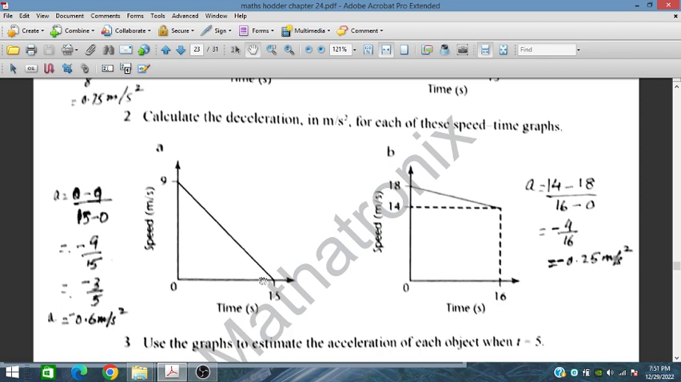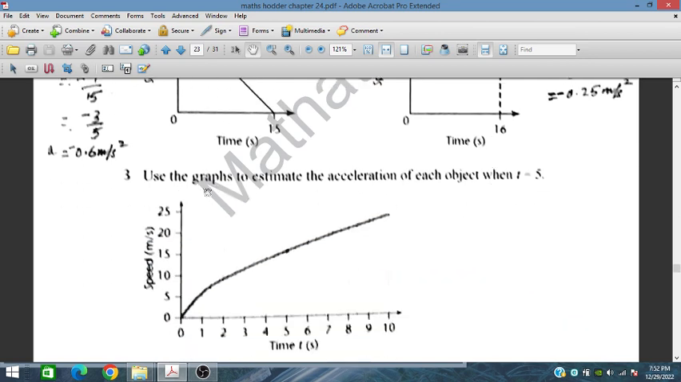So this is decelerating. And similarly for this, 18 to 14. So 14 is the final speed, 18 is the initial speed. At t is equal to 0, the speed is 18, at t is equal to 16, the speed is 14. So the speed is decreasing. So 14 minus 18 is minus 4, 16 minus 0 is 16, 4 upon 16 is 1 upon 4, that is minus 0.25 meters per second square. So this is deceleration, because the negative sign is showing that the velocity is decreasing.